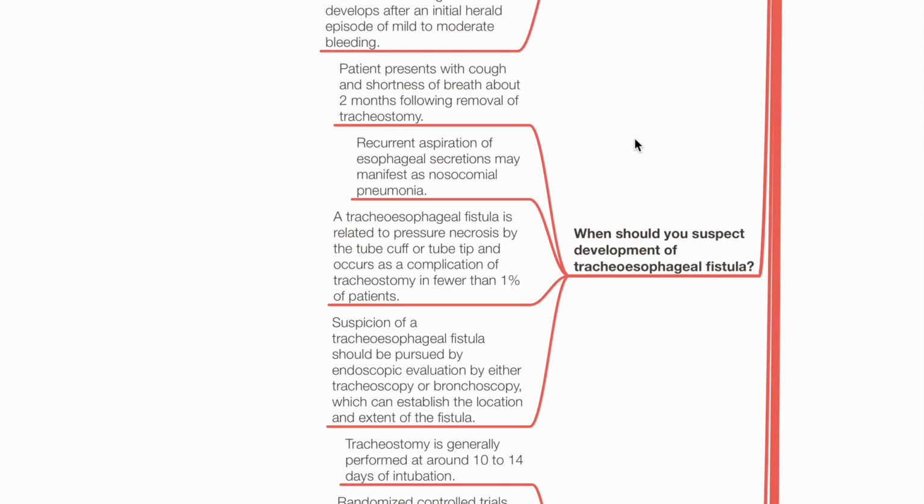When should one suspect the development of tracheoesophageal fistula? The patient will present with cough and shortness of breath about 2 months following the removal of the tracheostomy. Recurrent aspirations of esophageal secretions may manifest as nosocomial pneumonia. A tracheoesophageal fistula is related to pressure necrosis by the tube cuff or tube tip and occurs as a complication of tracheostomy in less than 1% of patients. Suspicion of a tracheoesophageal fistula should be pursued by endoscopic evaluation, either by tracheoscopy or bronchoscopy, which can establish the location and extent of the fistula.